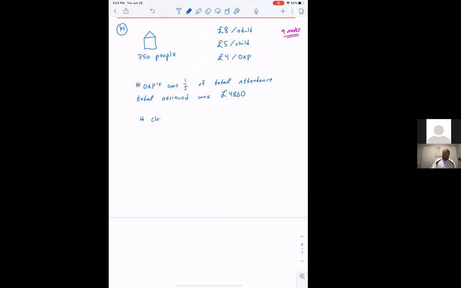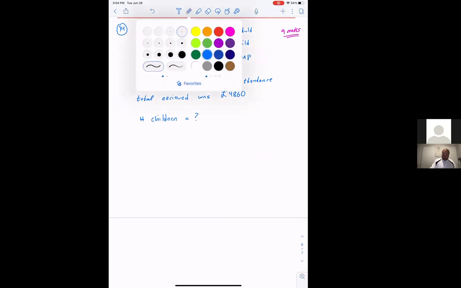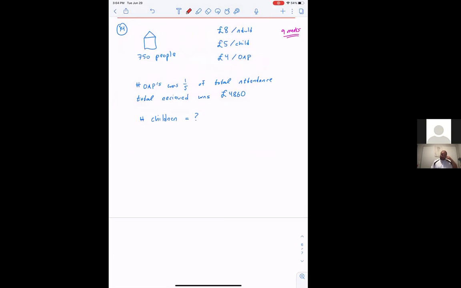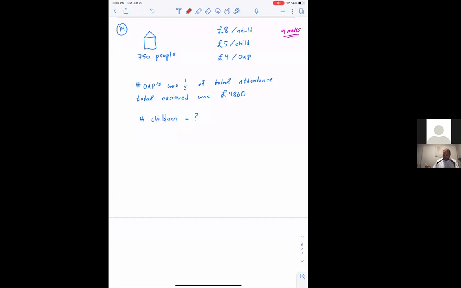Number of children is equal to what? Don't just get the answer. Use a matrix method to get the answer. So go ahead and pause it and do your best. Okay, so let's see what we have here. There's 3 unknowns here. X equals number of adults. Y equals number of children. Z equals number of OAPs.